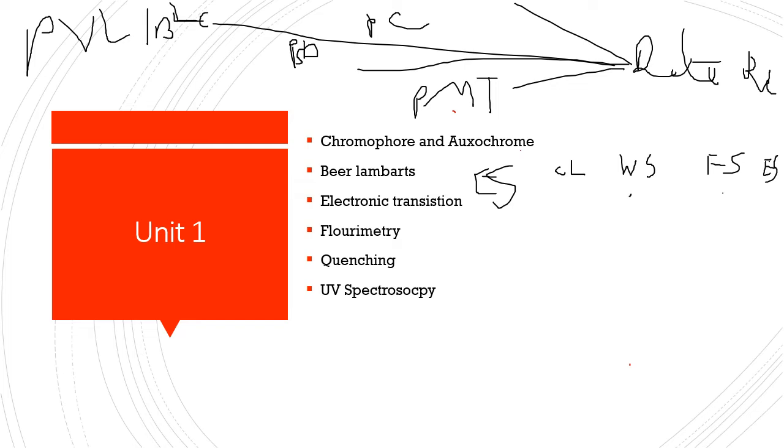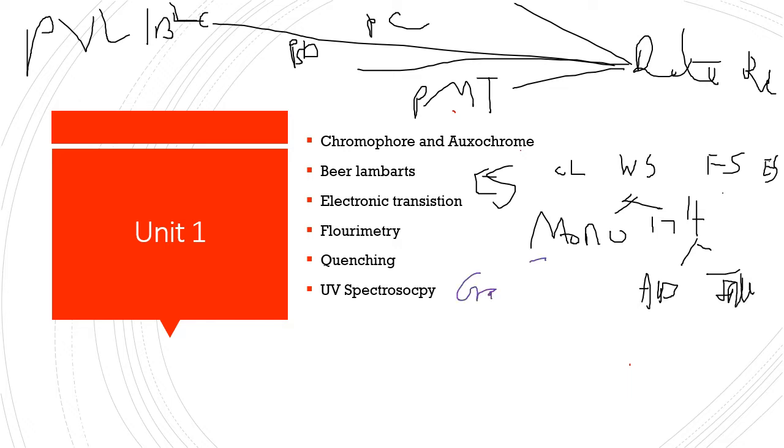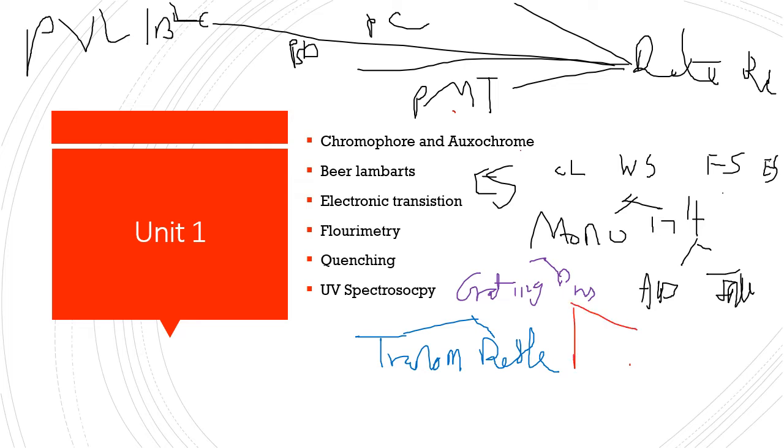And again, wavelength selectors, we have two types, monochromators and filters. Filters, we have absorption and interference. Monochromators, again, we have two types, gratings and prisms. Gratings again is classified into two, transmission gratings and reflection gratings or diffraction. Prisms is classified further as cornu and littrow. So this is the entire classification.